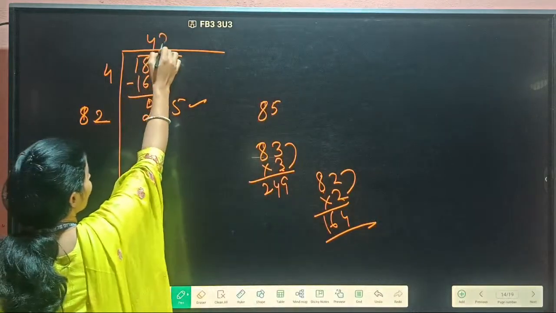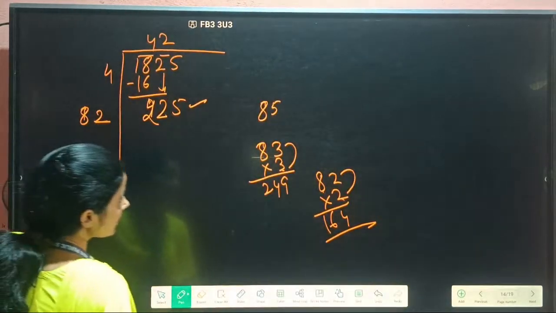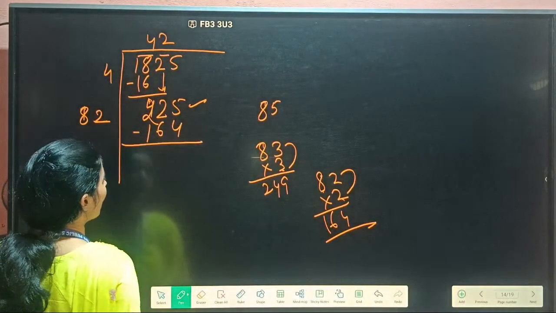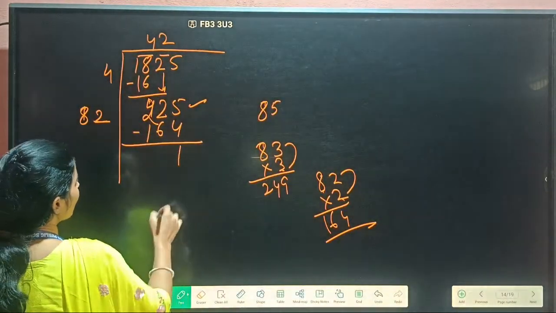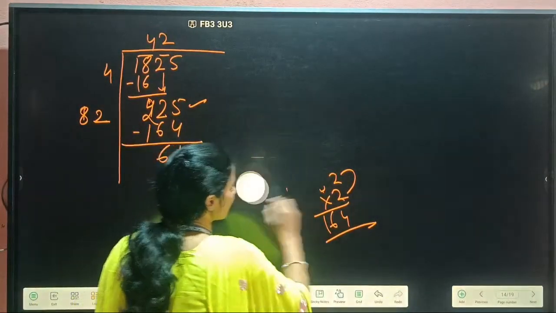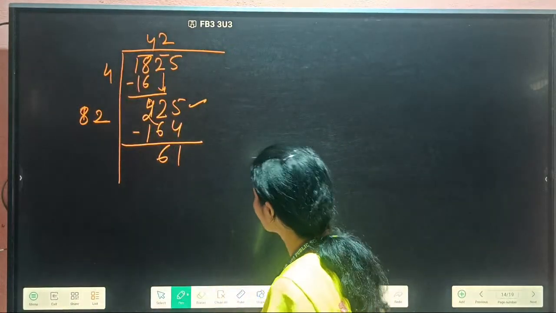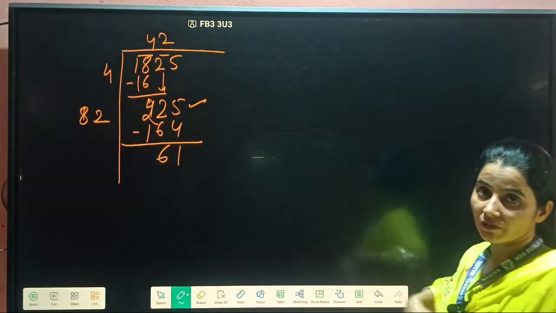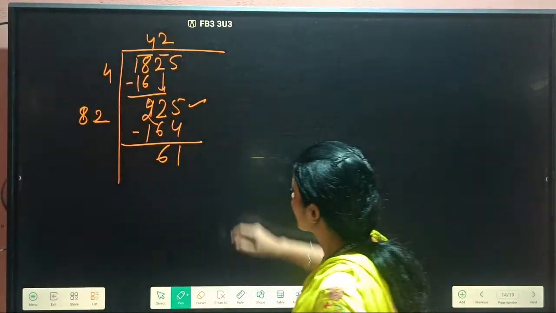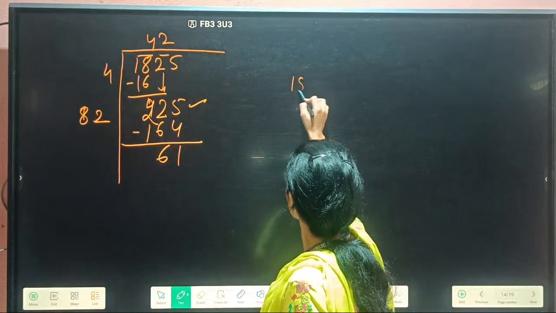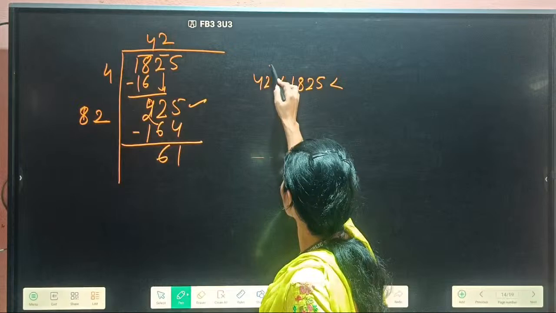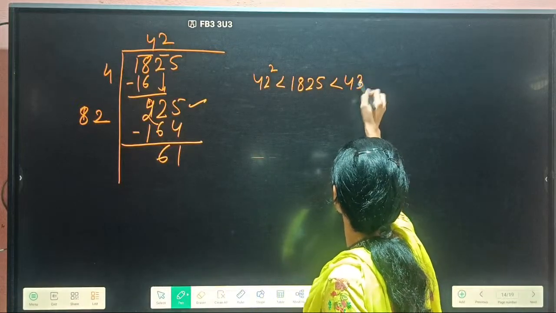I got that digit 2. Now the answer is 164. What will be the remainder? 12 minus 6, 6. 61 is the remainder. Now we have an idea that this 1825 will lie between 42 square and 43 square.